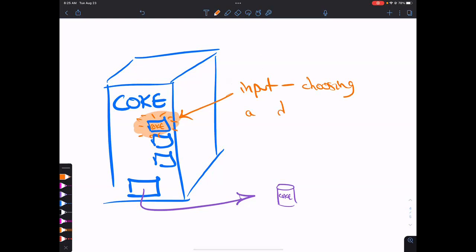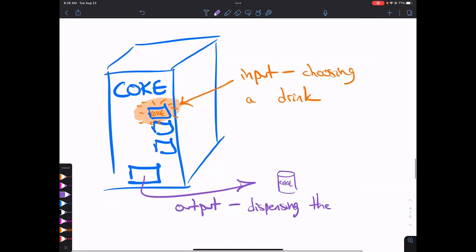Choosing a drink. And if everything's working the way it should, then the thing that happens is the output from the machine, the thing it does, which is dispensing or vending or spitting out the matching drink, right?